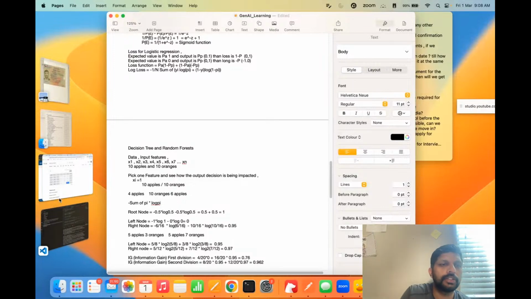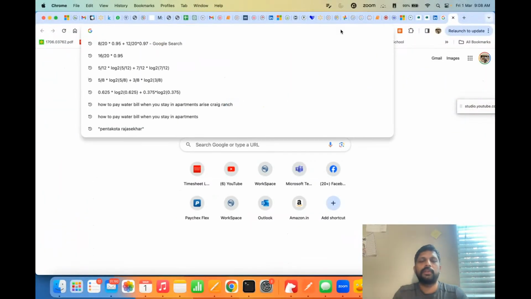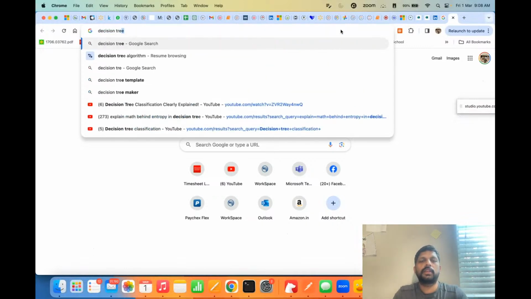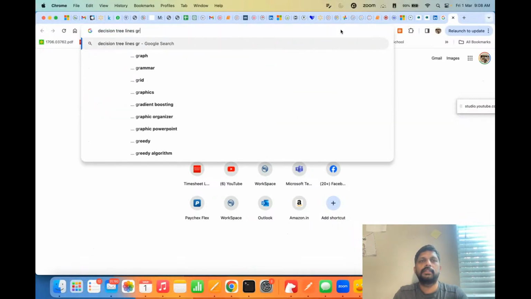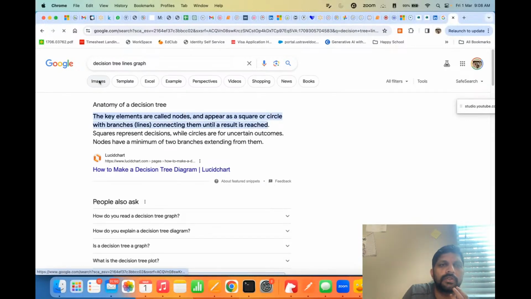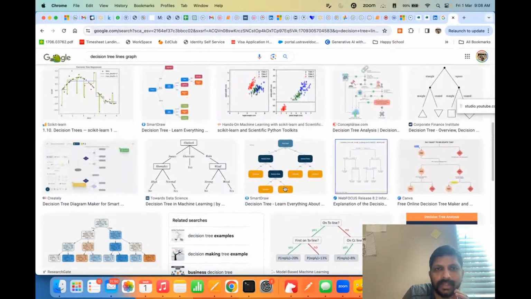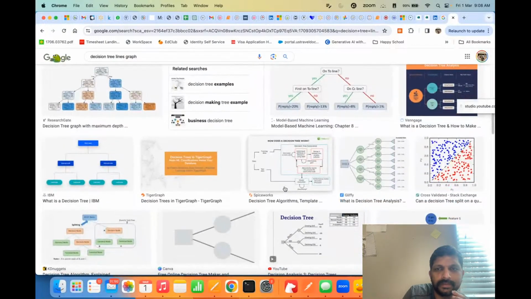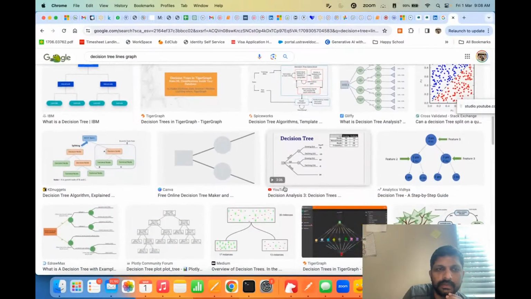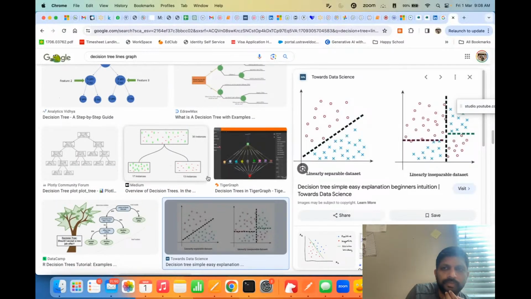But I'll also quickly show you guys from a visualization perspective, decision tree lines graph, and then show images. Yeah, something like this, right?